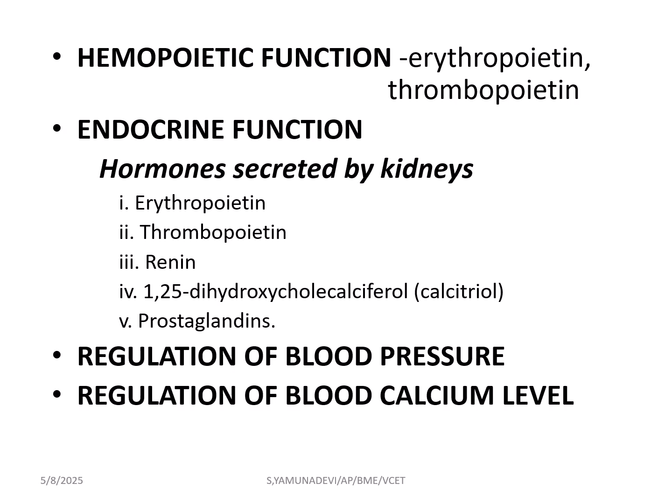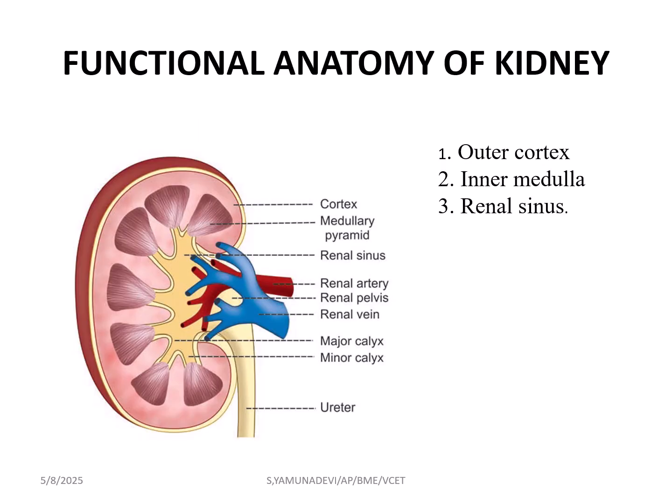and it is also responsible for endocrine functions, that is, the kidney secretes hormones. They are called erythropoietin, thrombopoietin, renin, cholesterol, and prostaglandins. These hormones are secreted by the kidneys, and it also regulates blood pressure and our blood calcium level. The main functional anatomy of the kidney is depicted here.